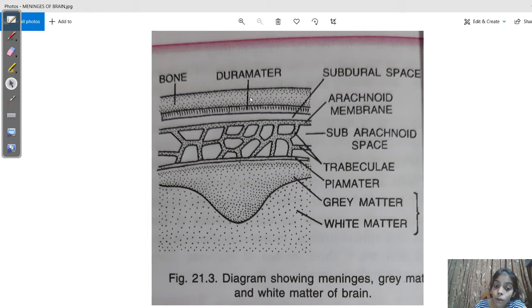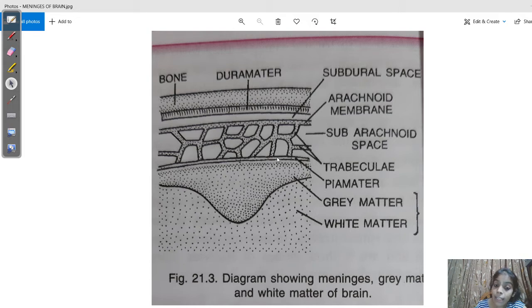Now below dura mater there is a space. In between dura mater and arachnoid there is a space which is called the subdural space. Sub means below. Arachnoid. Why such a name? Arachnoid comes from the word arachnida. Arachnida means related to spiders. It looks like a spider's web. So that is why arachnoid.